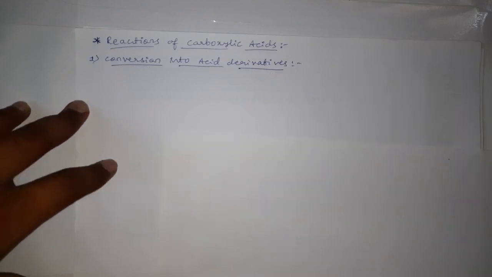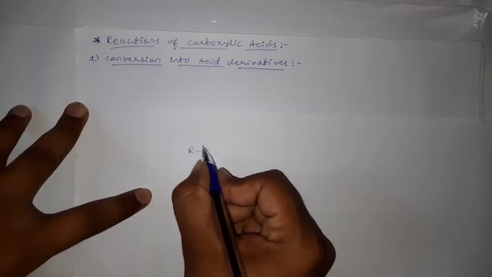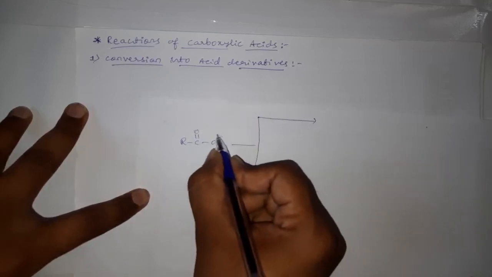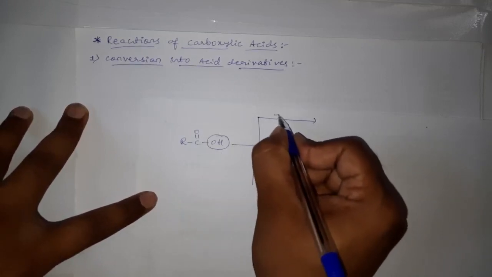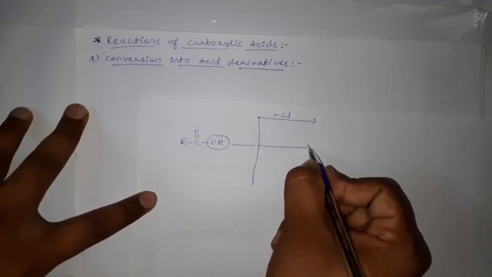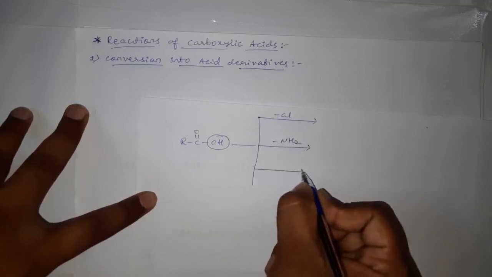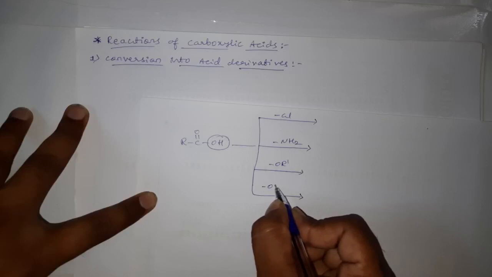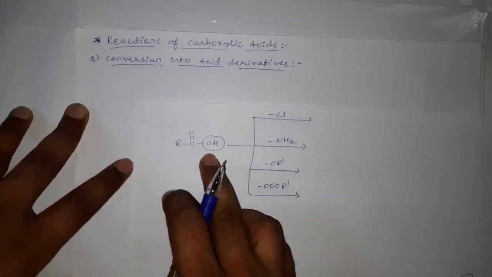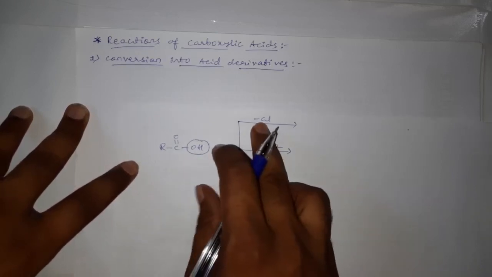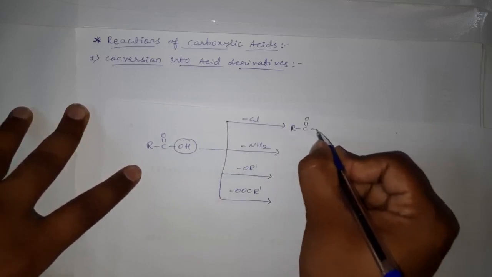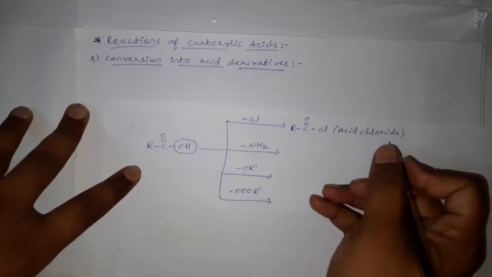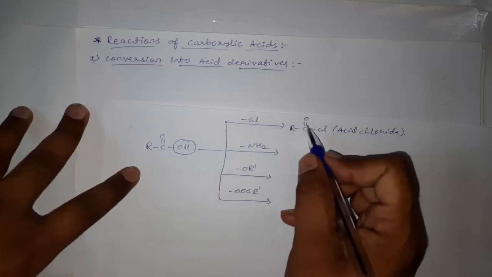We know the general formula for carboxylic acids is R C double bond O O H. Okay, and here this OH group of the carboxylic acid can be replaced by either Cl or with NH2 or with OR dash or with OCR dash. If this OH group is replaced by Cl, then we will get R C double bond O Cl. This is called acid chlorides. The compounds of the carboxylic acids which have this formula are called acid chlorides.